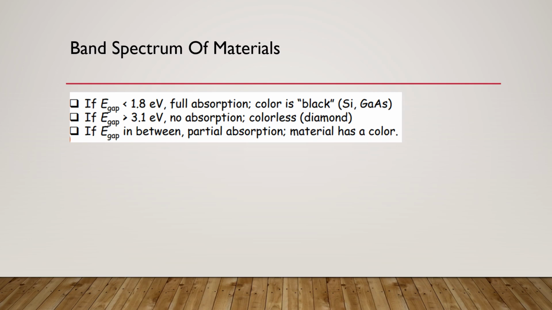If the energy gap lies somewhere between 1.8 electron volts and 3.1 electron volts, there will be partial absorption. This means that some of the color will be absorbed and the rest will be reflected, and the reflected color is what we observe, as in quantum dots. When that happens, we say that the material has color.